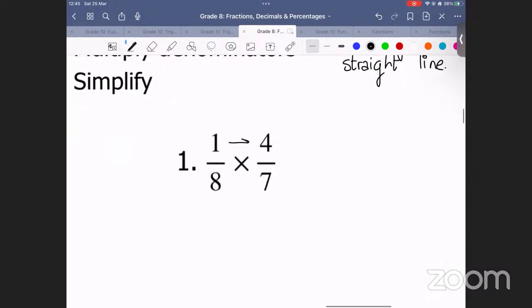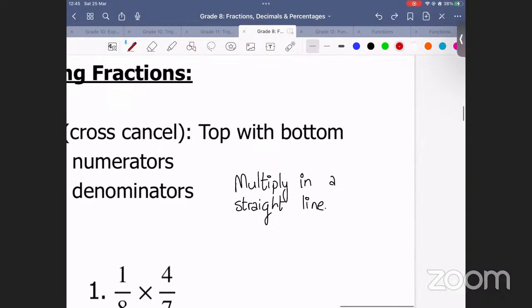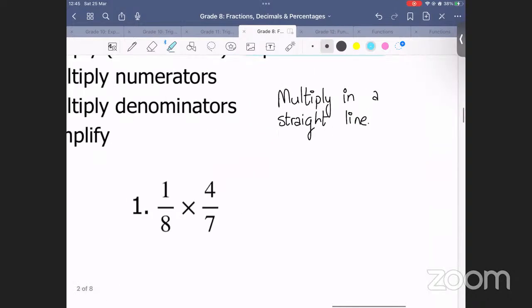So basically you're saying 1 times 4 and 8 times 7. Okay, before you multiply, however, you can attempt to simplify. Anything, this is key, top with bottom. Anything at the top and anything at the bottom that you can simplify, you should try and simplify.